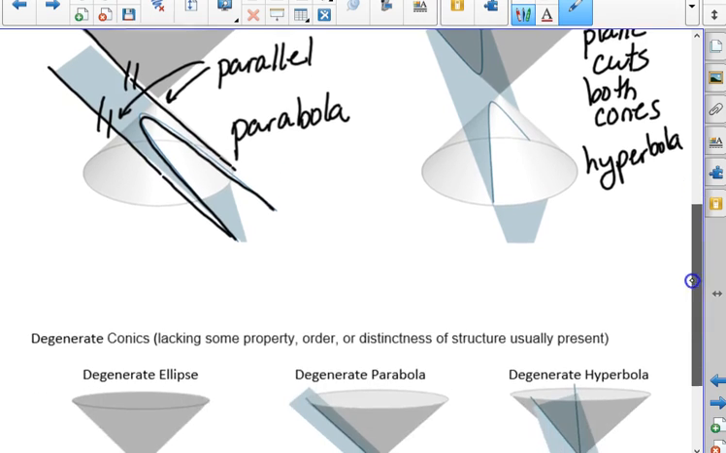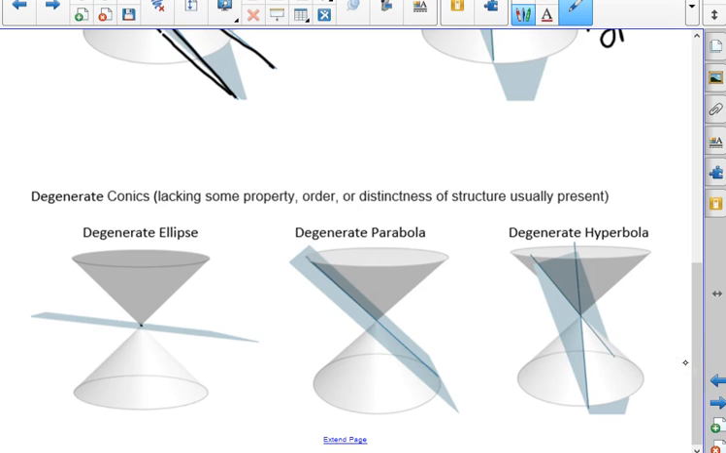Now, if the plane cuts through the center point of the cone right here, we get what are called degenerate ellipses, parabolas, and hyperbolas. So a degenerate ellipse is just a point. A degenerate parabola is just a line. And a degenerate hyperbola is crossed lines.